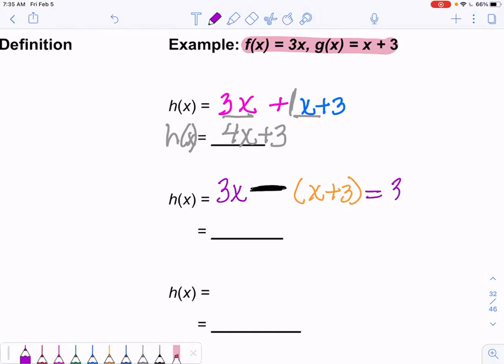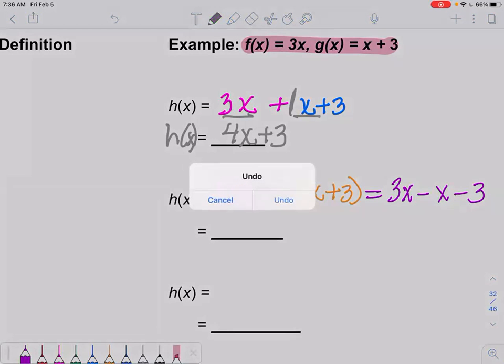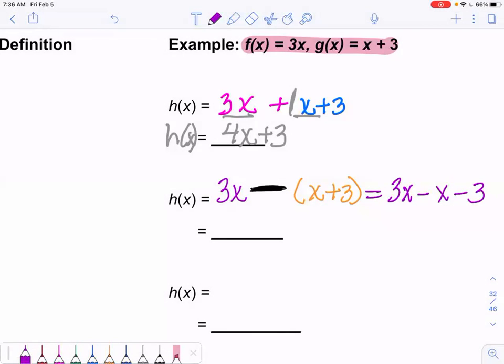So this is really saying you have 3x minus x minus 3. So right now I'm telling you 75% of you will not subtract that 3. You'll subtract the x, but you'll add the 3. Prove me wrong. Be the first class to prove me wrong. That would be wonderful. So make sure you're distributing that negative through because you're subtracting the entire function.